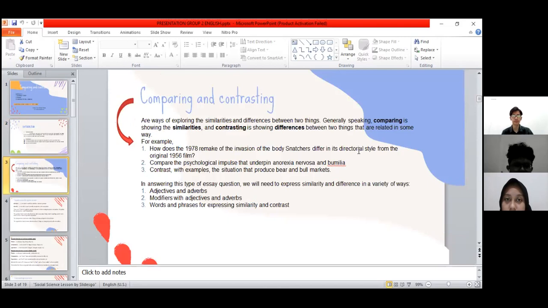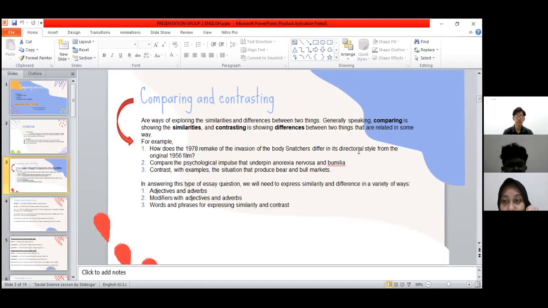Comparing and contrasting are ways of exploring the similarities and differences between two things. Generally speaking, comparing is showing the similarities and contrasting is showing differences between two things that are related in some way. For example, number one, how does the 1978 remake of Invasion of the Body Snatchers differ in its directorial style from the original 1956 film? Number two, compare the psychological impulses that underpin anorexia nervosa and bulimia. Number three, contrast with examples the situations that produce bear and bull markets.